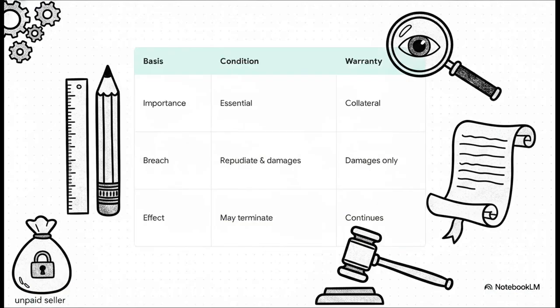Let's read this row by row. Basis, importance. Condition, essential. Warranty, collateral. Basis, breach. Condition, repudiation plus damages. Warranty, damages only. Basis, effect. Condition, contract may be terminated. Warranty, contract continues. Listen to me very carefully. You must always draw this exact table using a pencil and a ruler on your exam script. I'm serious. KSLU evaluators are actively looking for this specific tabular format in distinction questions. It breaks up the text and provides a visually perfect summary of sections 12.2 and 12.3.